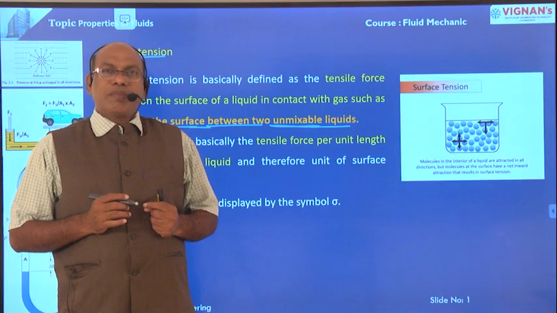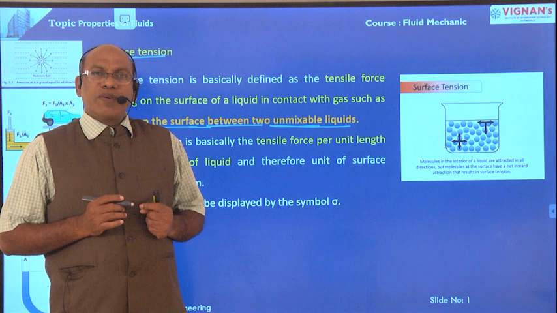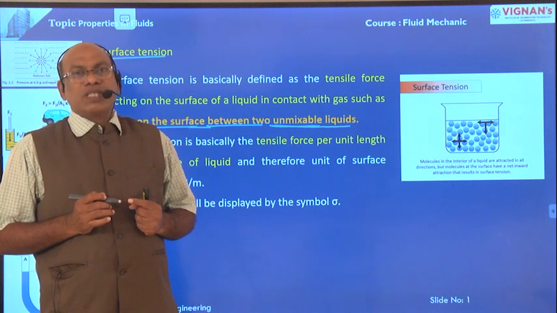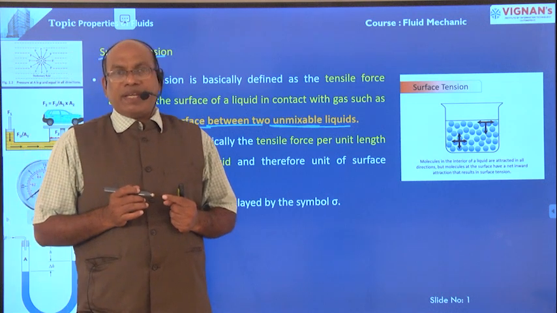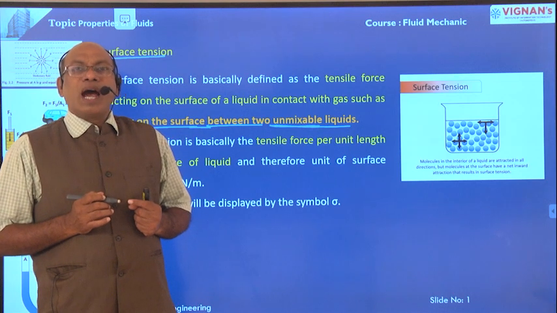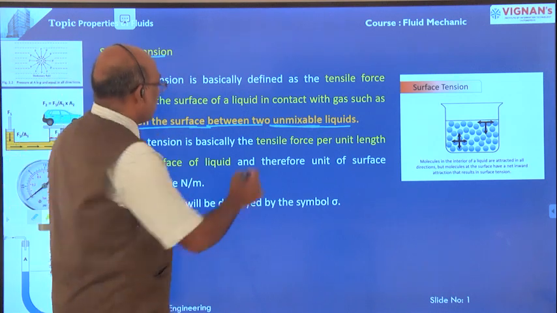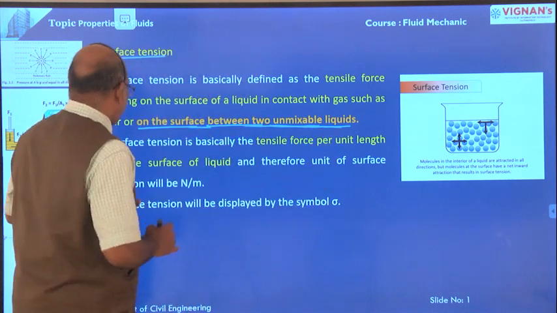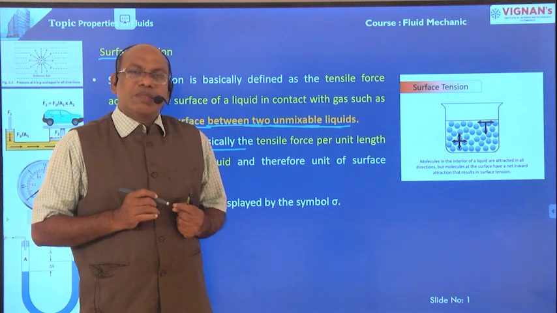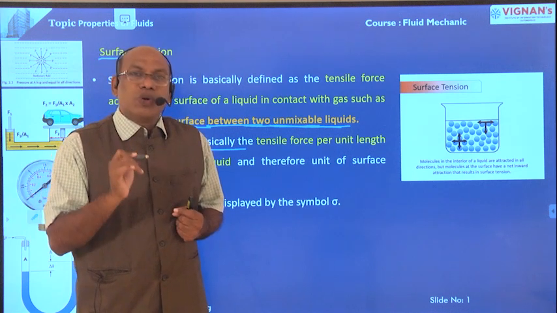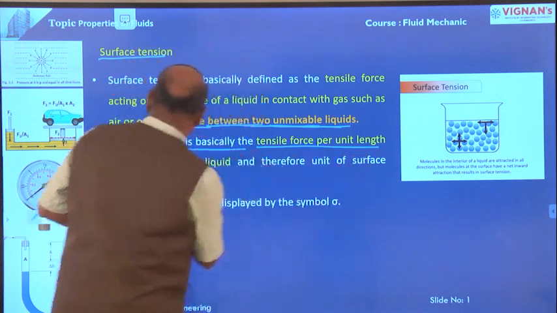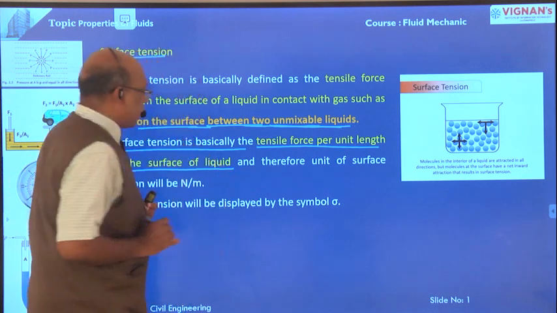Now we are going to discuss surface tension. Surface tension is basically defined as the tensile force acting on the free surface of a liquid which is in contact with air, or the tensile force acting on the surface between immiscible liquids. Surface tension is basically the tensile force per unit length of the surface of the liquid.